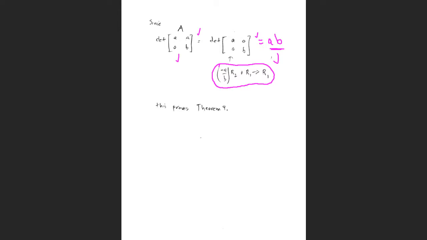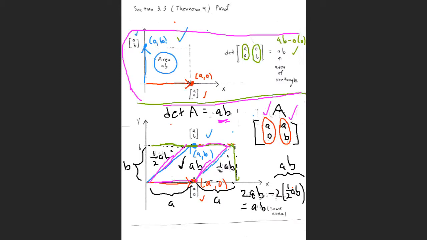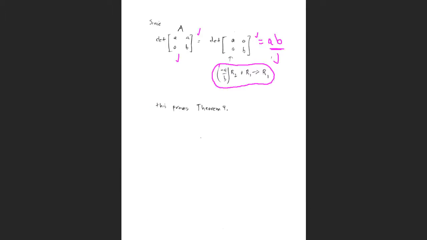And geometrically, based on the picture, you can see that a matrix A whose columns are determined by vectors A0 and AB, that parallelogram would have to have area A times B. So geometrically you can see it, and now you can see how it works with the determinant. Are there any questions on that?